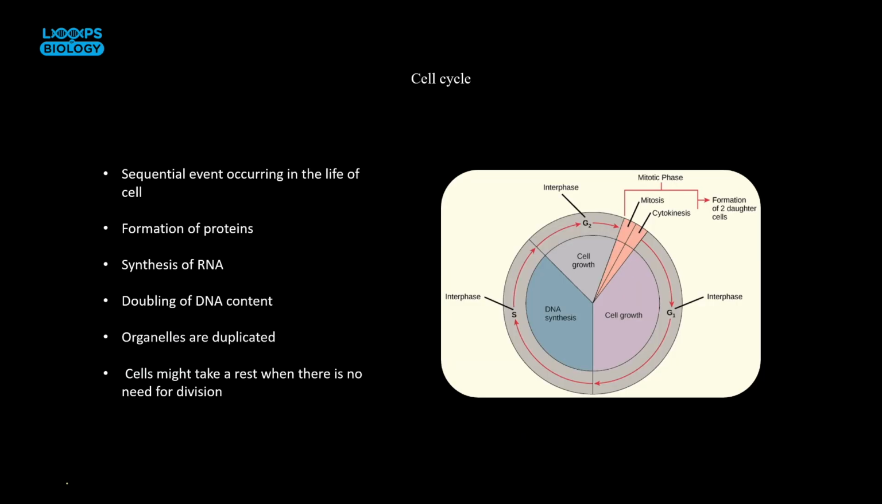Alright, so let's move on to the next part of cell division, that is your cell cycle. What do you mean by cell cycle? It is a sequence of events taking place in the life of a cell. Any cell undergoing cell division has to go through some sequential events, and this sequence cannot be disturbed while the cell is undergoing cell division.